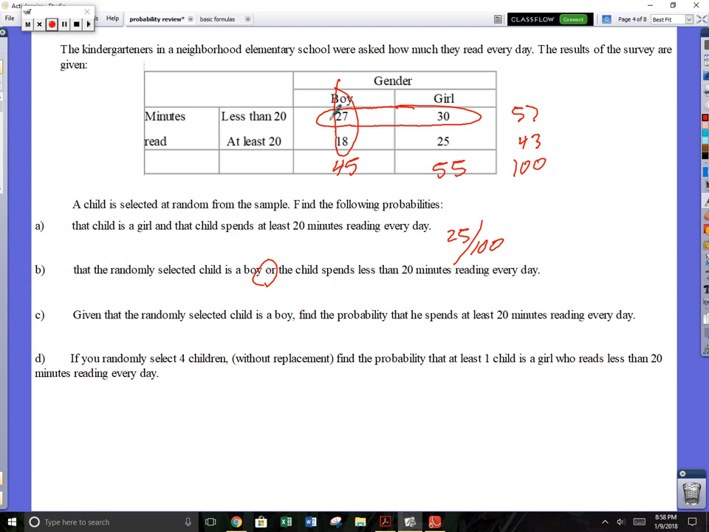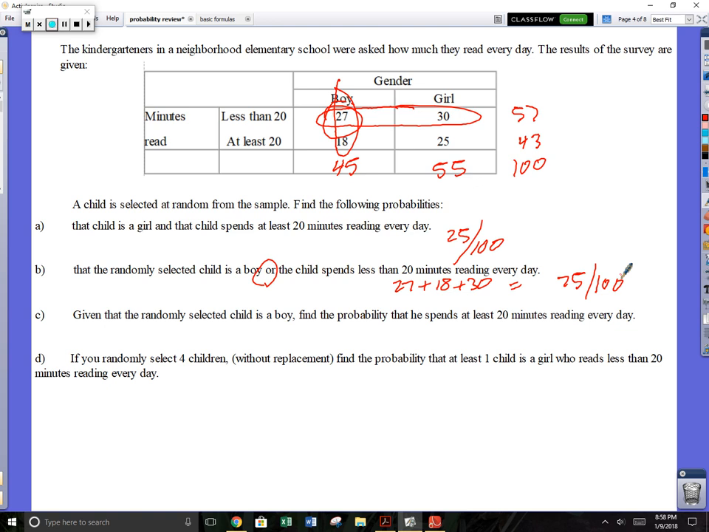Now there's overlap, so visually that's what the overlap looks like. These 27 kids are counted in both groups, so we're only going to count them once. So we're going to go 27 plus 18 plus 30. Cannot count them twice. So that should be 75 kids out of the 100 total. So those are excellent chances that you can pick someone that falls in that category.